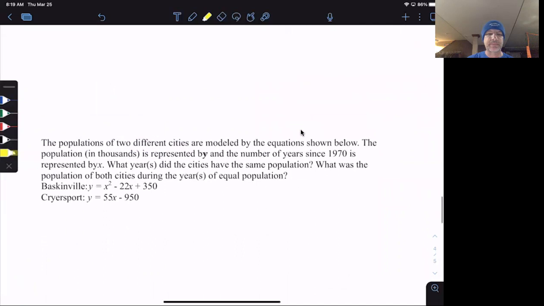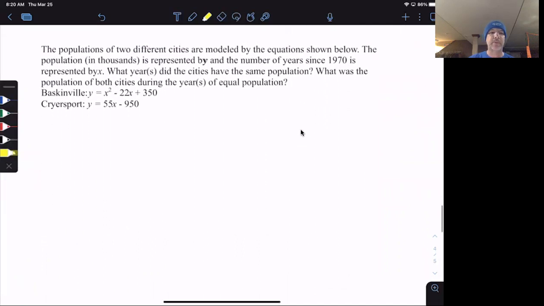Okay, now word problem. So you can see some realistic problem here, or an actual problem. The populations of 2 different cities are modeled by the equations shown below. The population in thousands is represented by Y, I think, I can't see. And the number of years since 1970 is represented by X. Yeah, that's right. What years did the cities have the same population? What was the population of both cities during the years of equal population?